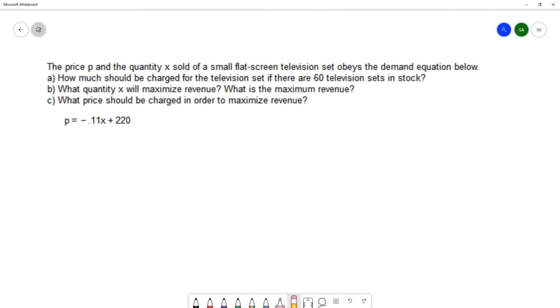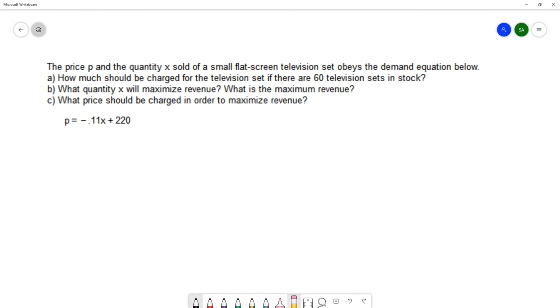I want to focus on what the variables stand for for a moment. P represents the price, and the quantity X is how many flat-screen television sets we have. In part A, it asks how much should be charged, that's the price, for the television set if there are 60 television sets in stock. So 60 is the quantity of television sets, that's the value of X, and we're looking for the price P, how much should be charged.